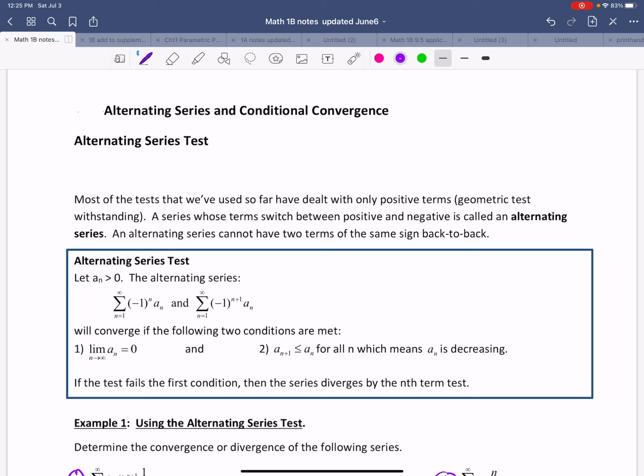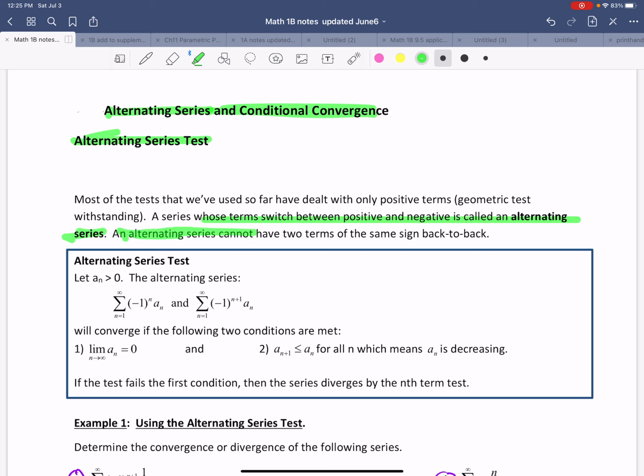In this video, we are going to discuss alternating series and conditional convergence. Alternating series test. Most of the tests we saw so far only dealt with series with positive terms, but now we're going to discuss this test which talks about alternating series, the series where terms switch from positive to negative, negative to positive.